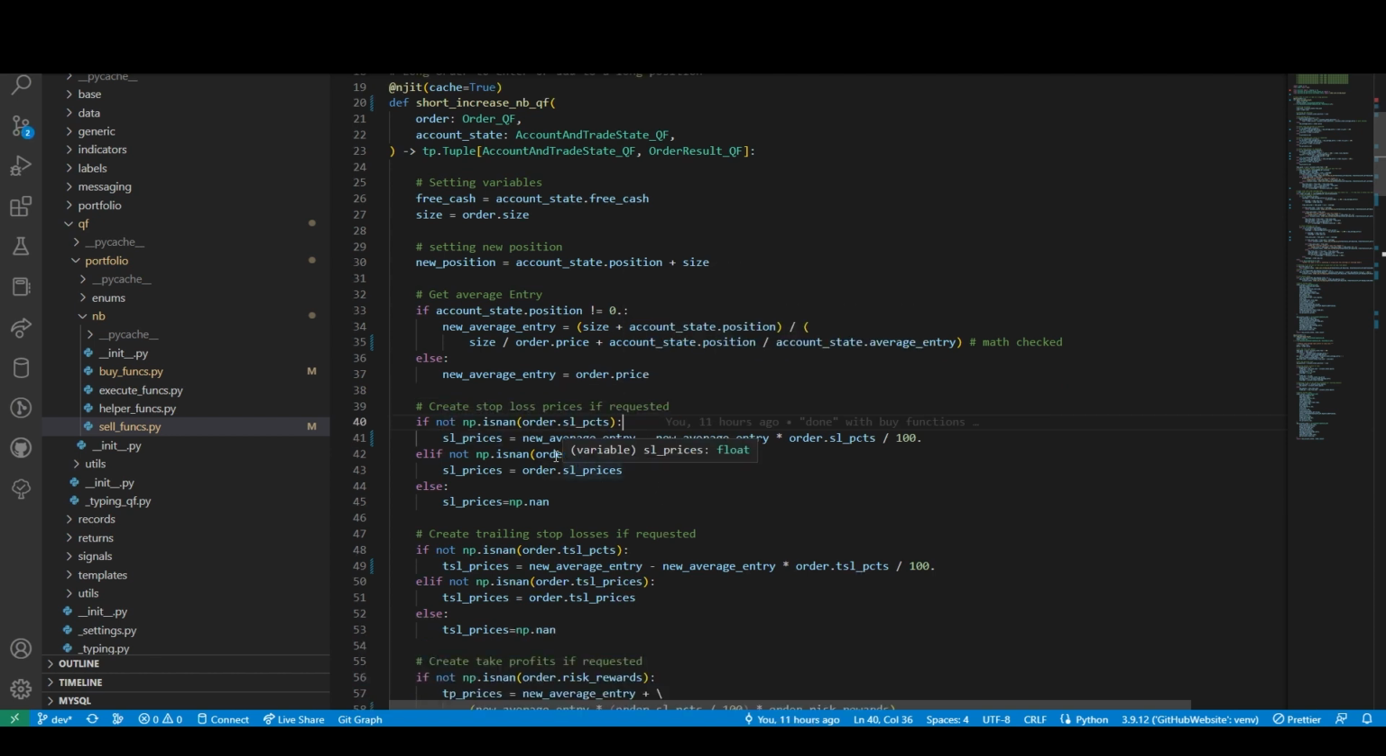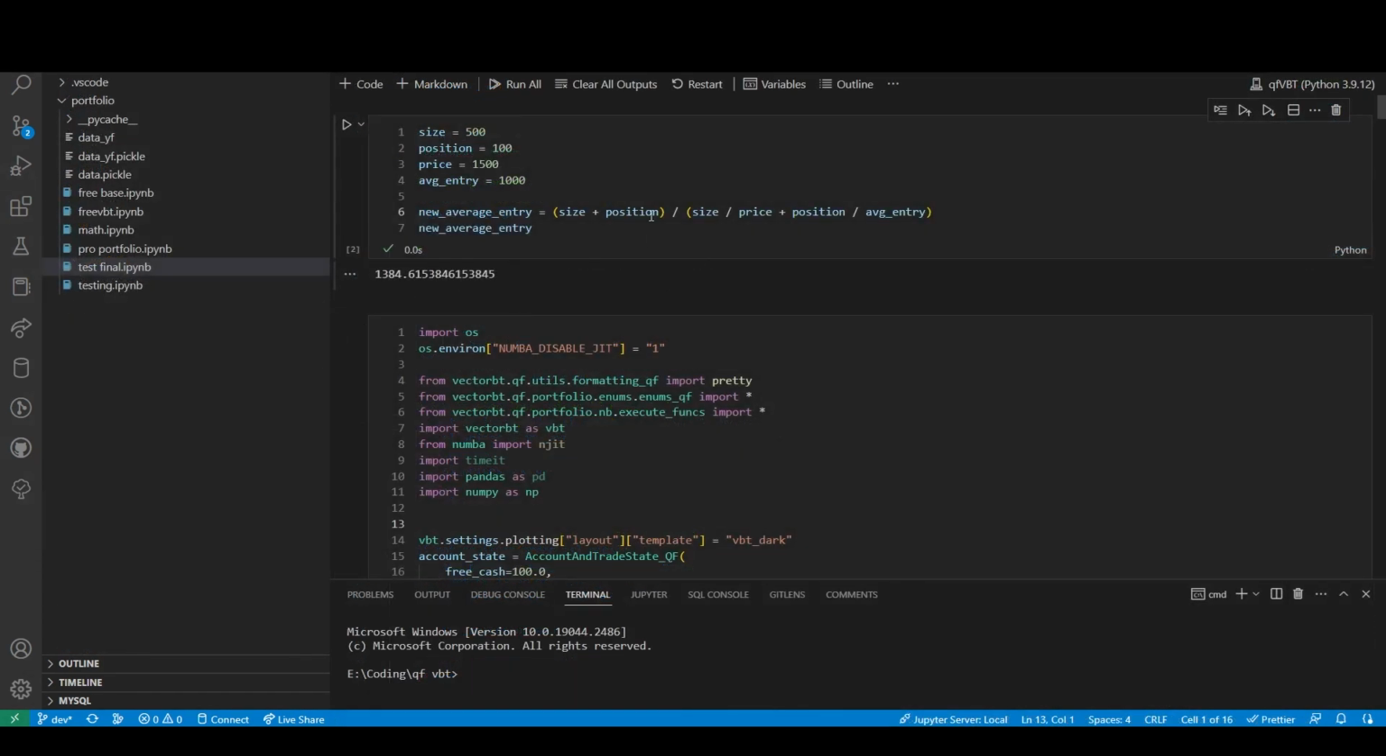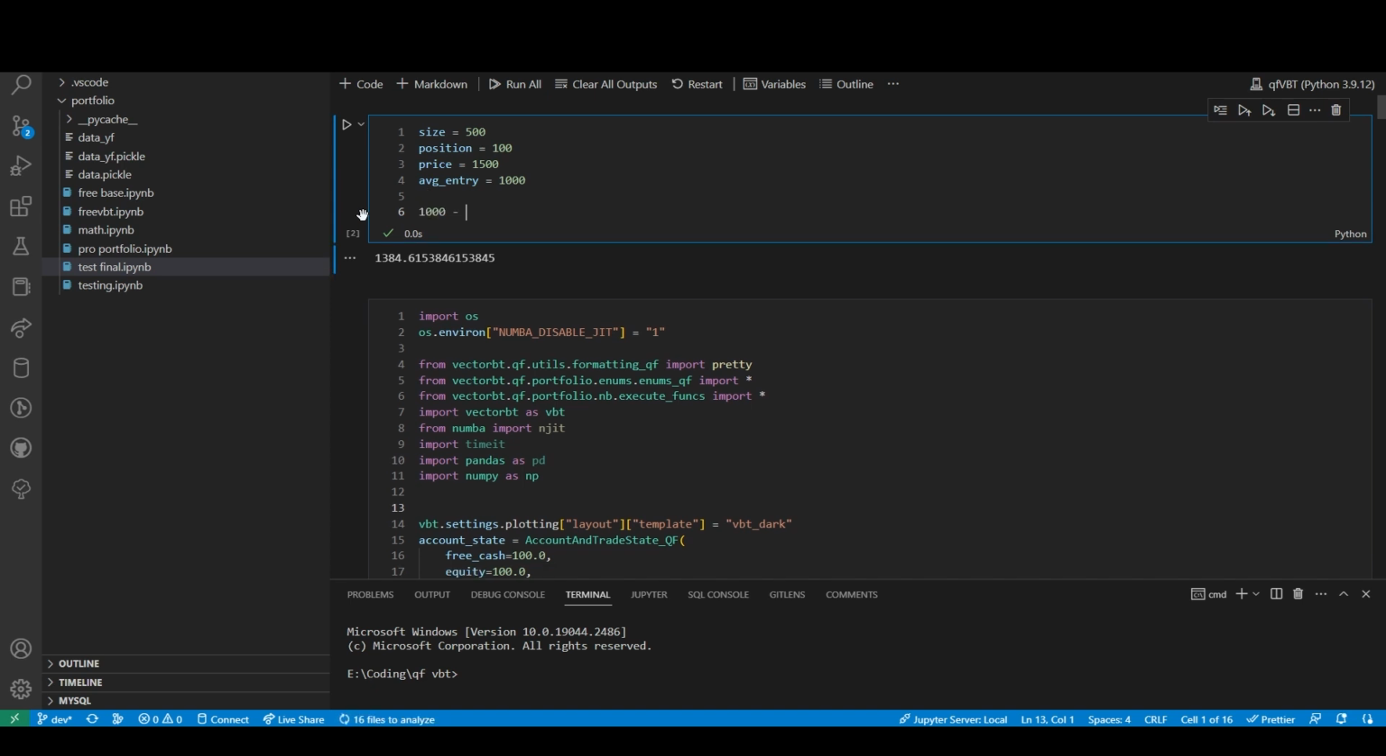Then we have this stop loss price is new average entry plus minus new average entry times stop loss percent divided by 100. I think this needs to be plus. So back to some more math here. So if we have 1,000 minus 1,000 times 0.01. Okay. So that's not what we want. We need the stop loss to be higher. So there we go. Yeah, so this has to be plus.